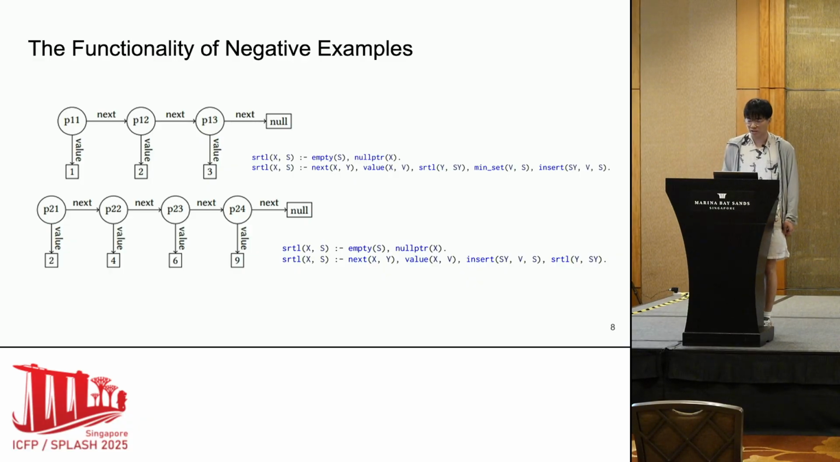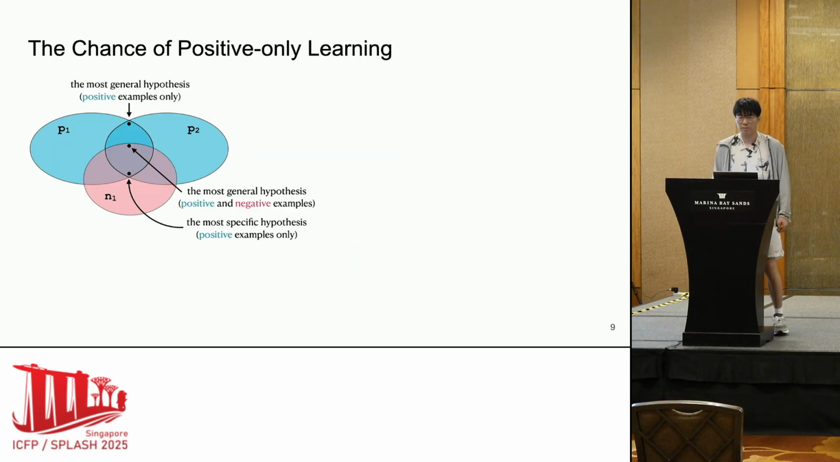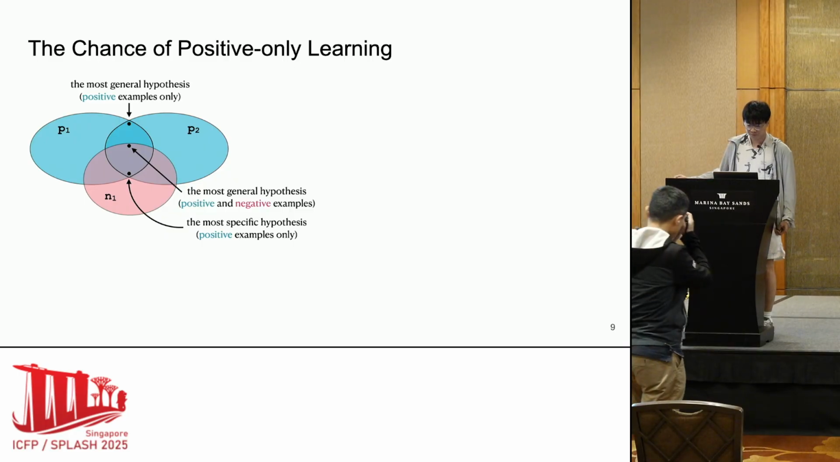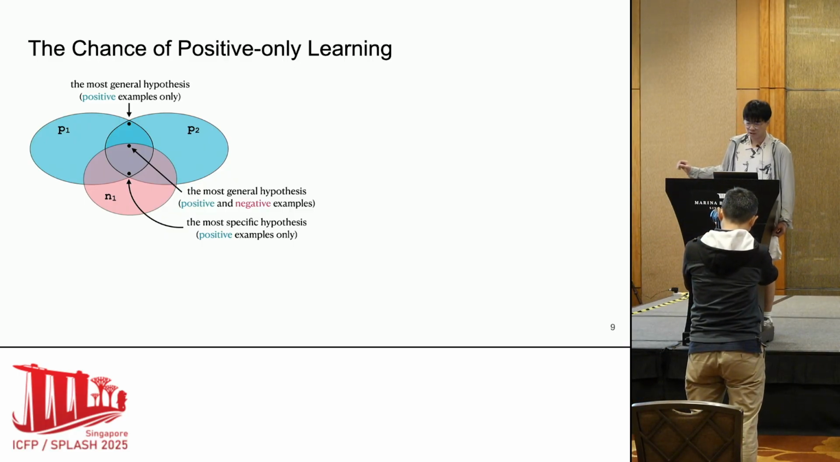So the function of negative examples is actually to keep the result from being too general. Here's the illustration. If we have two positive examples, the most general hypothesis can be too general. So the traditional setting uses negative examples. But if we only have positive examples, we can also learn the most specific one that can be meaningful. Here's another gap.